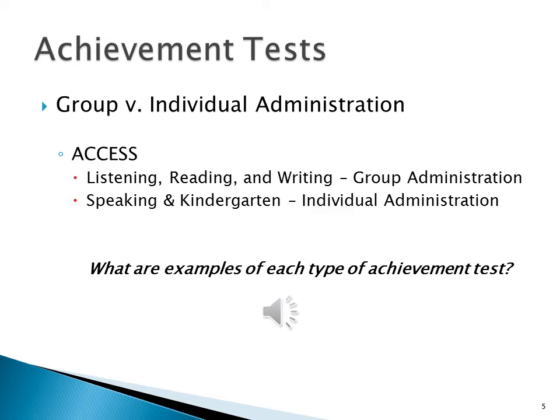Achievement tests can either be group administered or individually administered. The example I'm going to use is the ACCESS test, which is the annual assessment that is given to English language learners to determine if they have improved their English language proficiency. And it is made up of four key parts: listening, reading, writing, and speaking. And the listening, reading, and writing is administered in a group. The speaking is done one-on-one. And ACCESS for kindergartners is one-on-one.